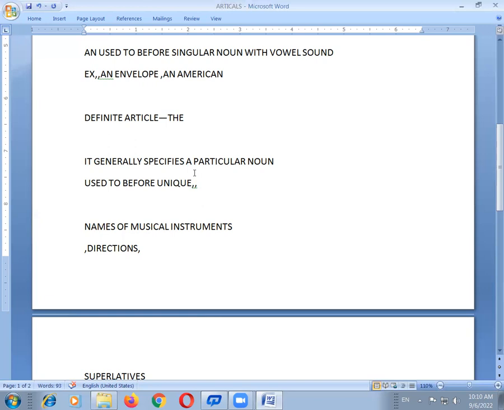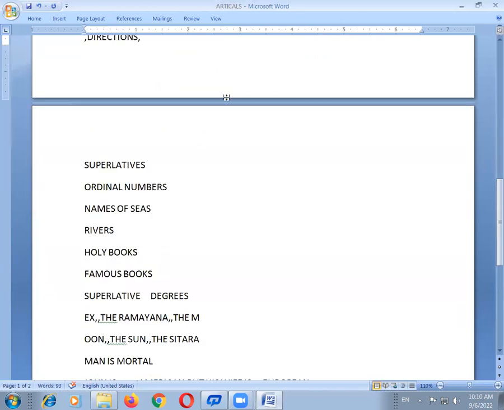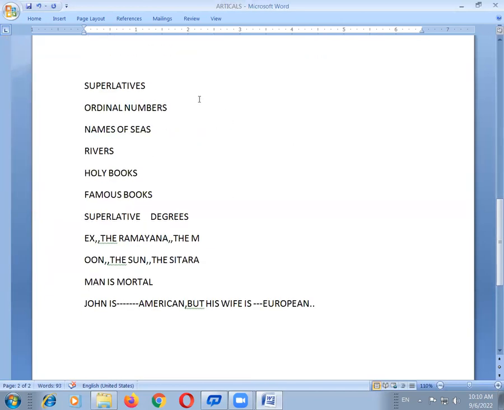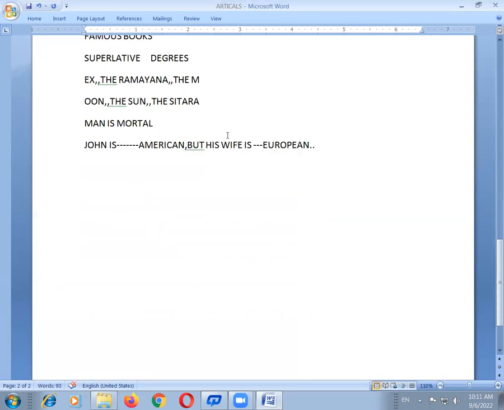For example, the Pacific Ocean, the Himalayas, the Andamans, the Nile. These are especially where we use the article the. Before country names and proper nouns we can use it. Before some books, for religious purposes. Names of seas, rivers, holy books, famous books, and comparison. And before a proper noun which names the people of a country collectively, and surnames in plural. For example, the Tatas, the Birlas. So we use the in the superlative degree.